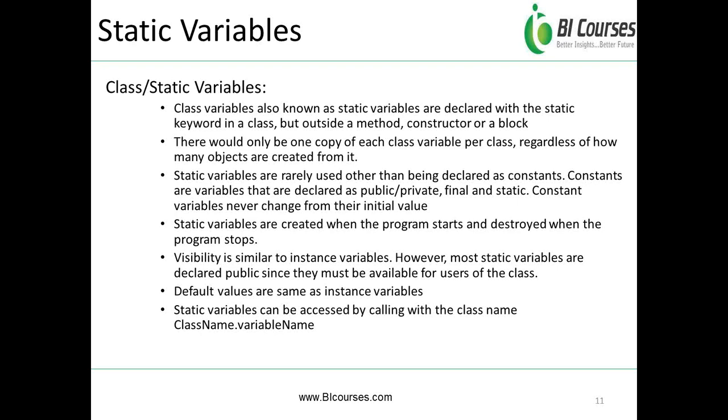Static variables are created when the program starts and destroyed when the program stops. Visibility is similar to instance variables, except that it is created only once when the program starts. And default values are the same as instance variables. Static variables can also be accessed with the class name dot variable name. I'll show you how to call the static variables from the static methods.